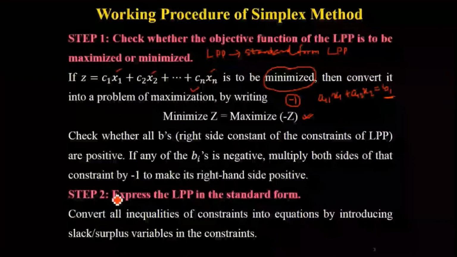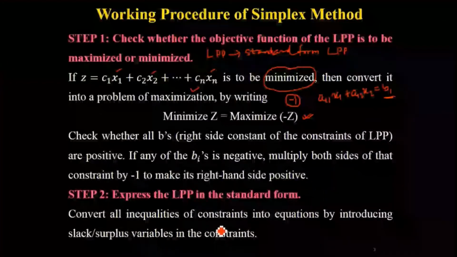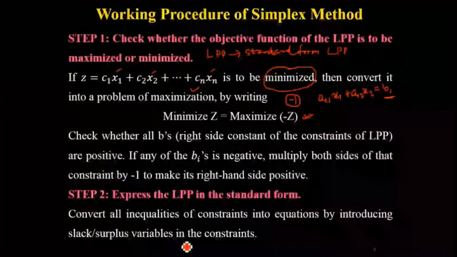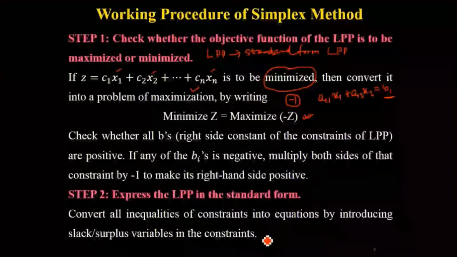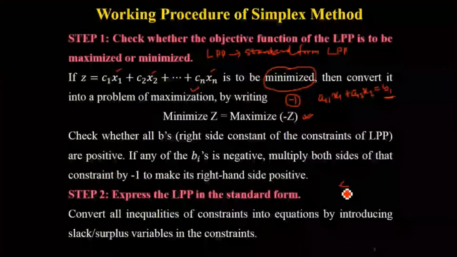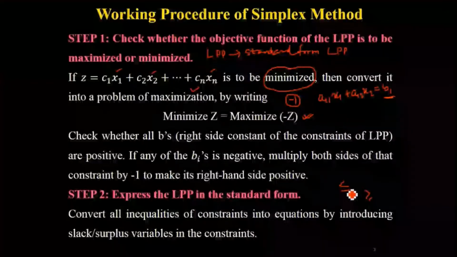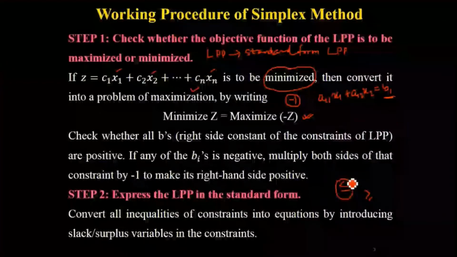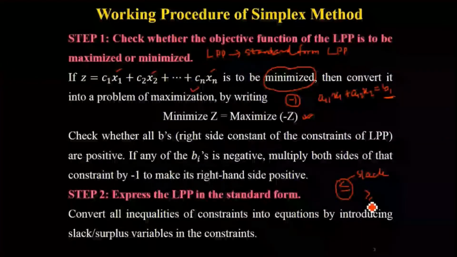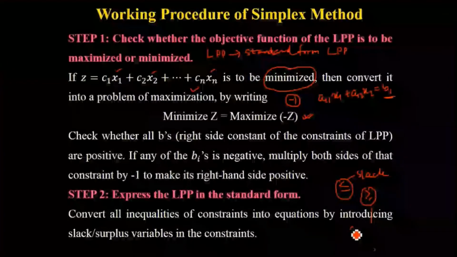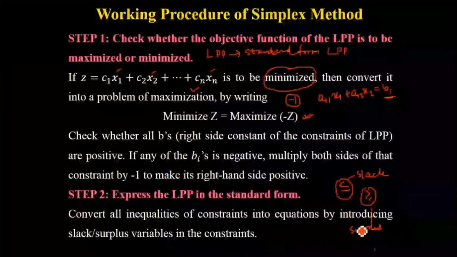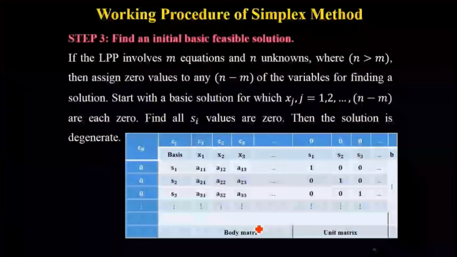Next is step 2. In step 2 we need to express the LPP in the standard form. Convert all inequalities of the constraints into equations by introducing a slack or surplus variable in the constraint. Constraints will be in the form of less than or equal to or greater than or equal to. For less than or equal to we need to use a slack variable, and for greater than or equal to we need to use a surplus variable. If you add a slack or surplus variable, then only does the inequality become standard form.